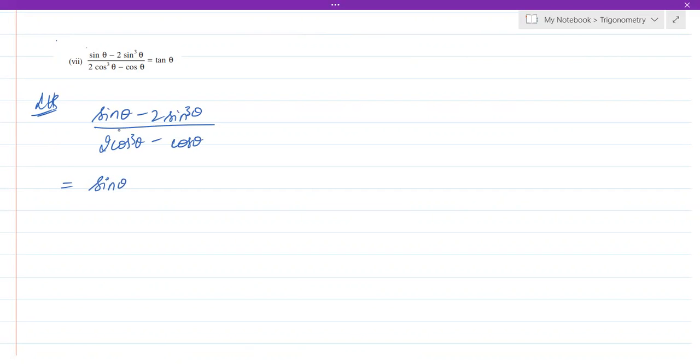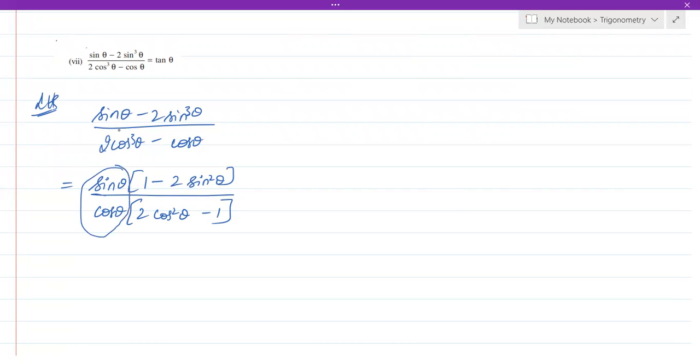Remember, you should always take the least power as common. So here sin theta power is 1, here it is sin cube theta, the least power is 1. So if you take sin theta as common, you'll be left with 1 minus 2 sin square theta. In the denominator, if you take cos theta as common, you will be left with 2 cos square theta minus 1, isn't it? Now, if you observe carefully, the answer we need is tan theta. Sin theta by cos theta is what? Tan theta, which means we don't need these things.